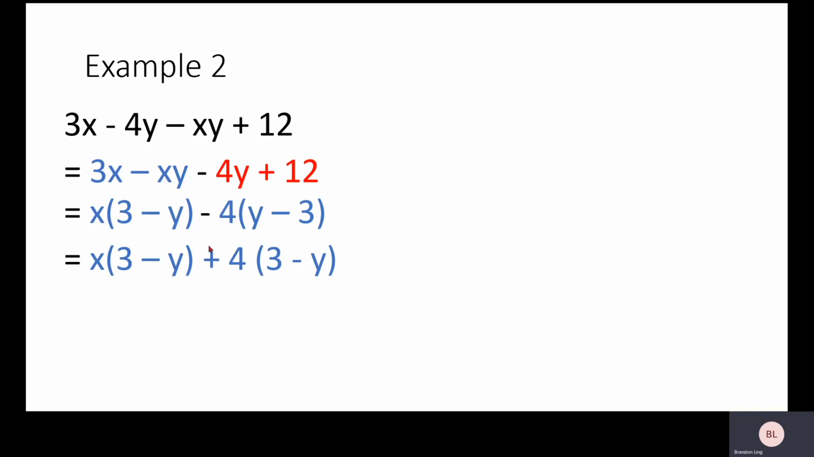When you do this, do a check again. Plus 4 times 3, you still get back your 12 here. Plus 4 multiplied by minus 4, you still get back a minus 4y. So essentially, I'm not changing the question. Now the next step will be, you can pull out this 3 minus y. And therefore, in the other bracket, you'll be putting x plus 4.